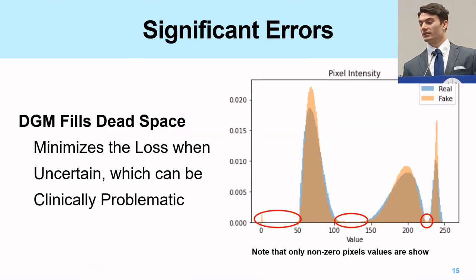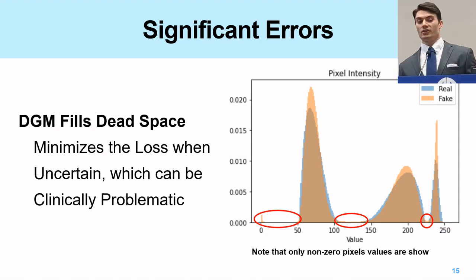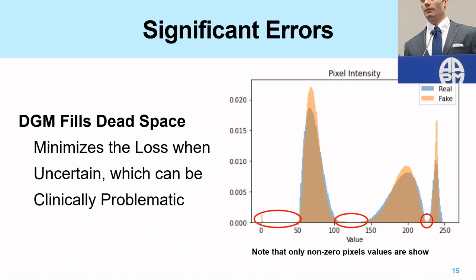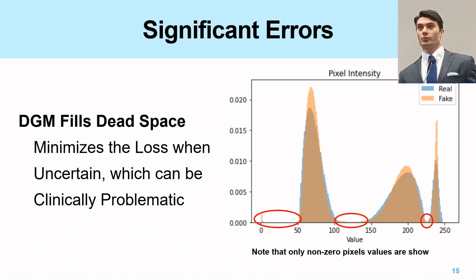And if you look at the histogram of the pixel intensities in the real image, you can see these clearly separated 3 modes for the different tissue types. But the model actually fills in a lot of the distance between these modes with a little bit of dead space pixels. To the model, this makes sense because on pixels where it's uncertain what tissue type it is, it compromises and minimizes the loss by choosing values in between. But clinically, this is really problematic.